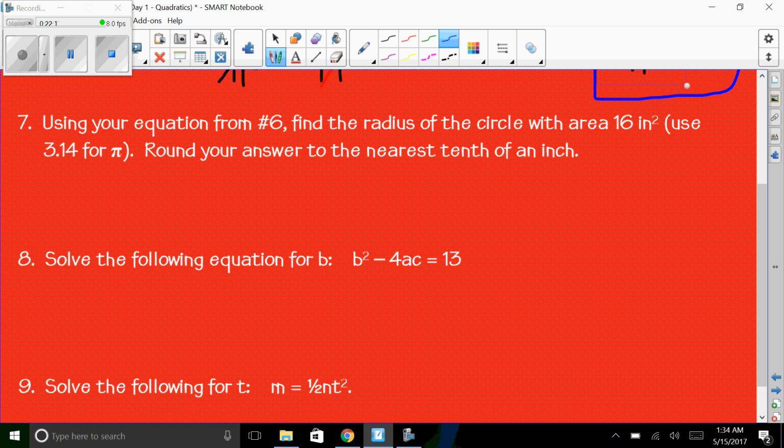Number 7. Using the equation from number 6, with the area of the circle being 16 inches squared, use 3.14 for pi. Round your answer to the nearest inch. On this one, we're just substituting in 16 for the area and 3.14 for pi. You just plug that in the calculator.